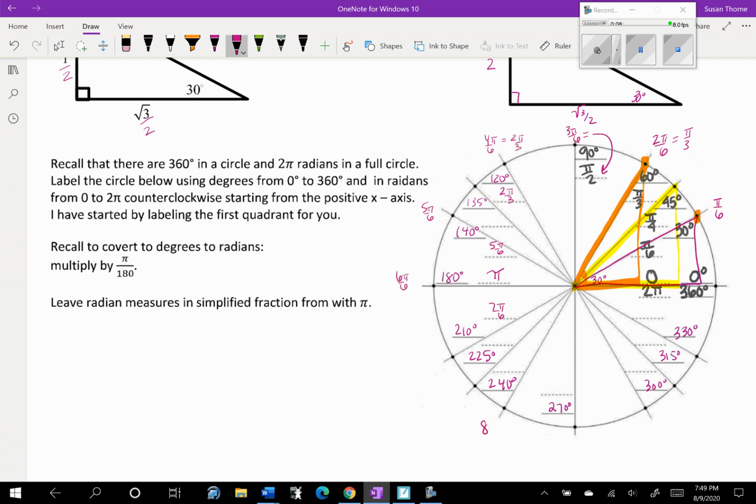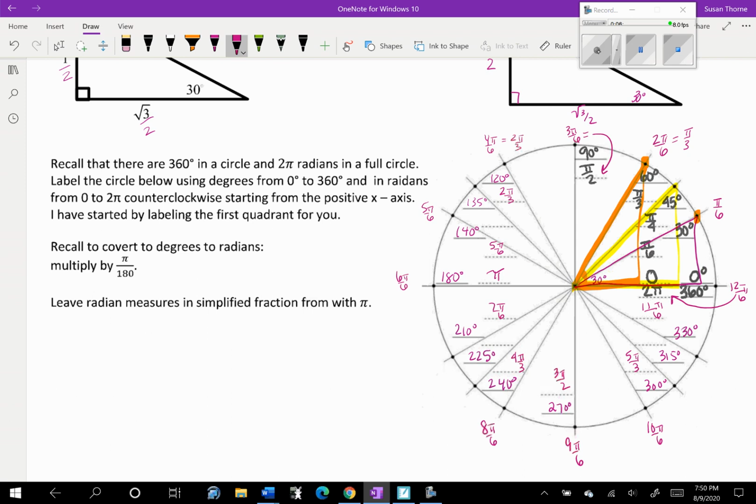And then we have 8 pi over 6, which reduces into 4 pi over 3. This would be 9 pi over 6, which is 3 pi over 2. 10 pi over 6, which is 5 pi over 3, and this would be 11 pi over 6. And if we went all the way around, this is 12 pi over 6, which of course is 2 pi. So that's an easy way to remember the radians with pi over 6 all the way around.